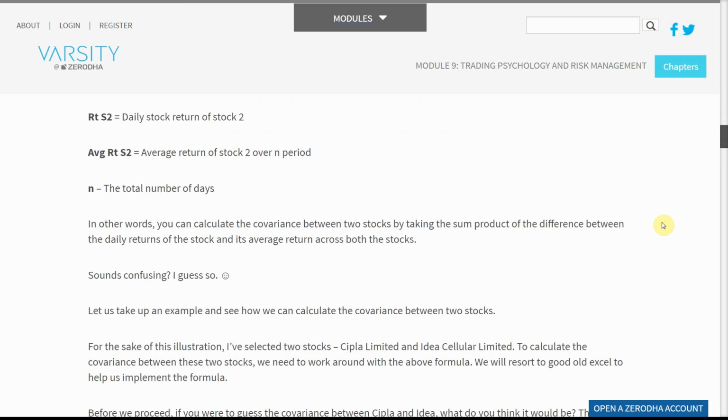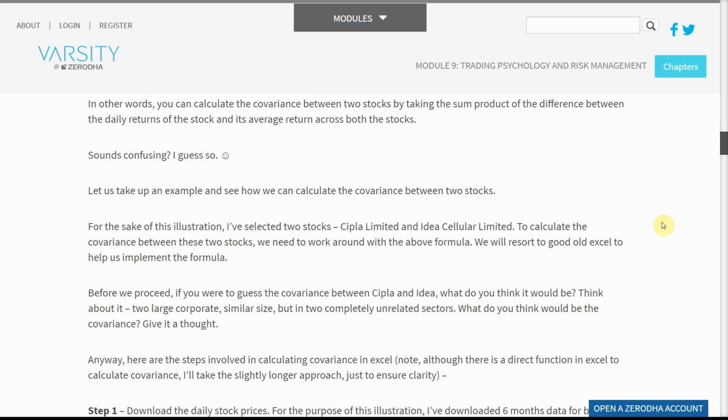In other words, you can calculate the covariance between two stocks by taking the sum product of the difference between the daily returns of the stock and its average return across both the stocks. Sounds confusing? I guess so. Let us take up an example and see how we can calculate the covariance between two stocks. For the sake of this illustration, I've selected two stocks, Cipla Limited and Idea Cellular Limited. To calculate the covariance between these two stocks, we need to work with the above formula. We will resort to good old Excel to help us implement the formula.